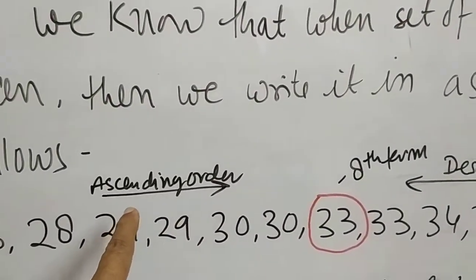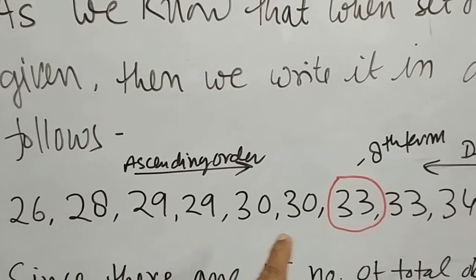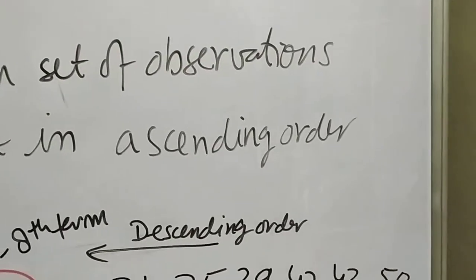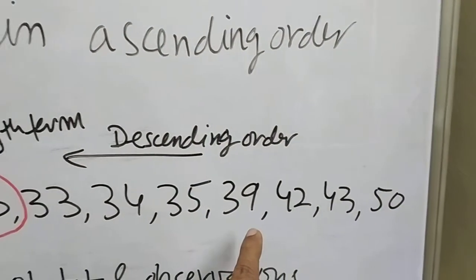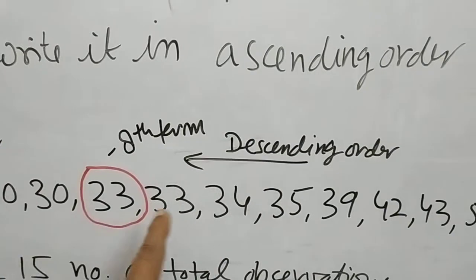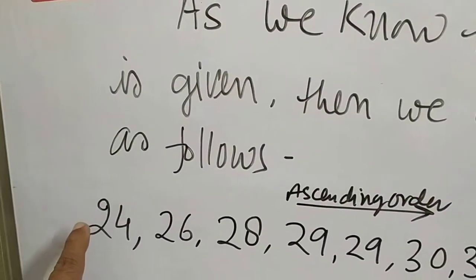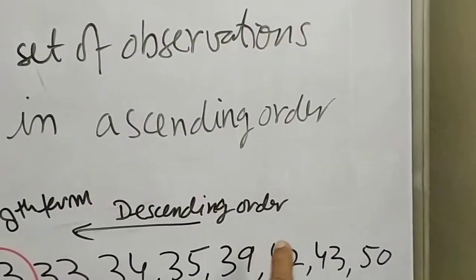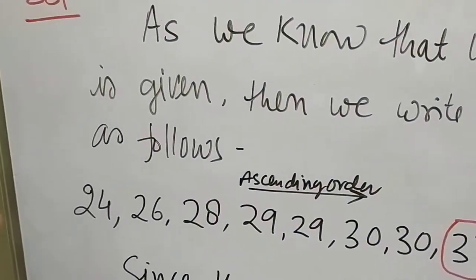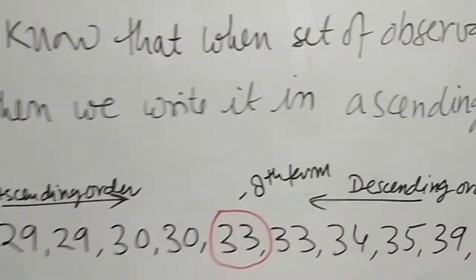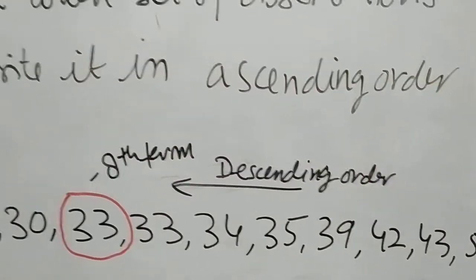24, 26, 28, 29, 29, 30, 33, 34, 35, 39, 42, 43, and 50. When you move from this side to the end, it is ascending order. That is, the numbers are increasing on this side. When we see the data from this side, we will find that the marks are decreasing to the last. So this is called descending order. That means when we move from 50 towards 24, we will say this is descending order. I have marked the arrow accordingly.